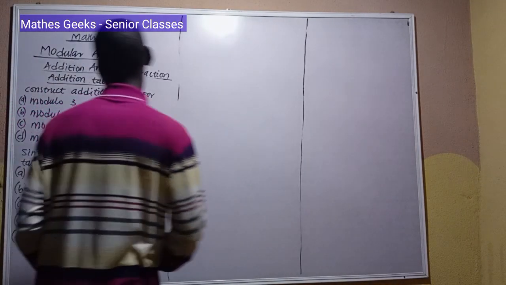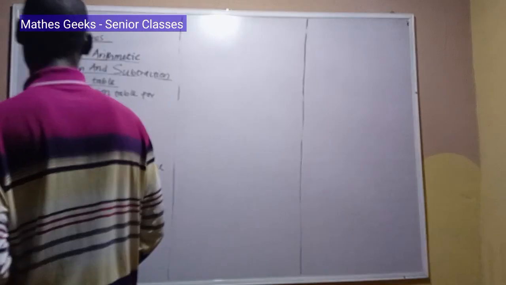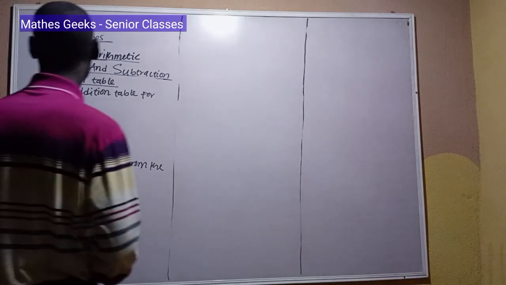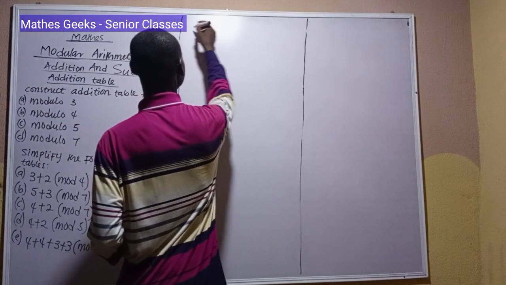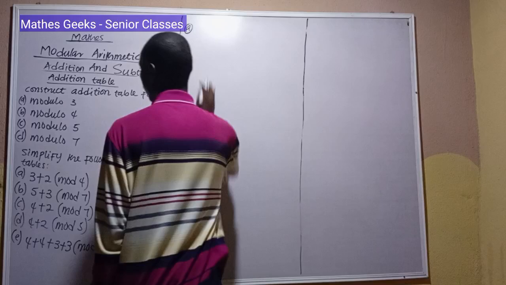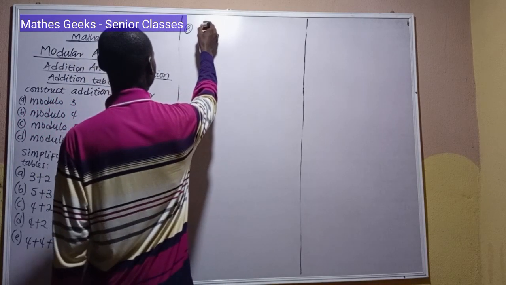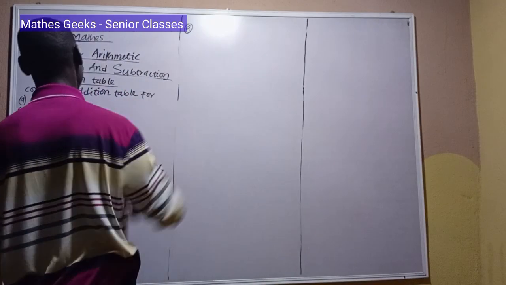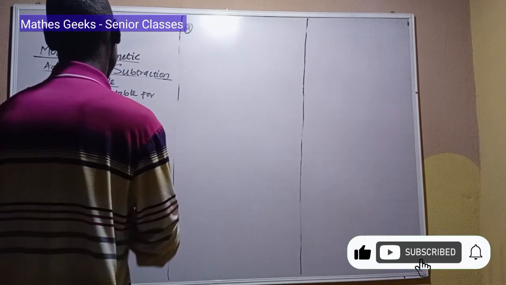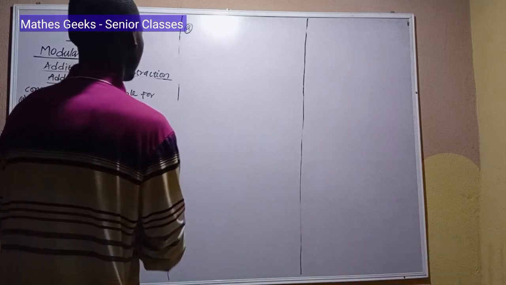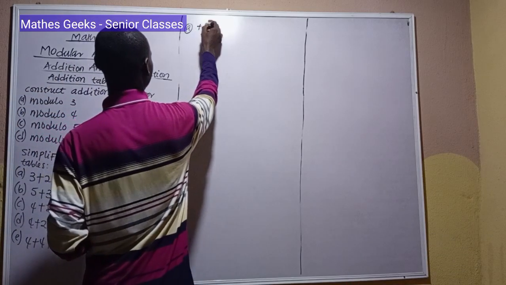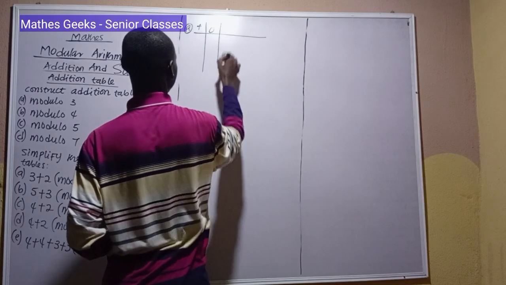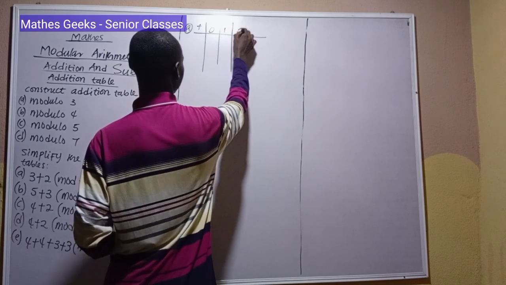We're going to be constructing addition tables for modulo 3, modulo 4, modulo 5, modulo 7. So for modulo 3, the highest number would be 2. So the set of the remainders in modulo 3 will be 0, 1, 2. So that plus 0, 1, 2.